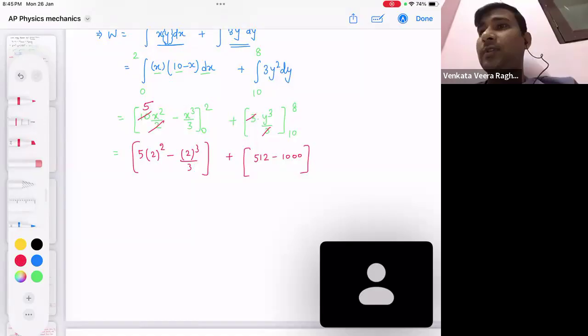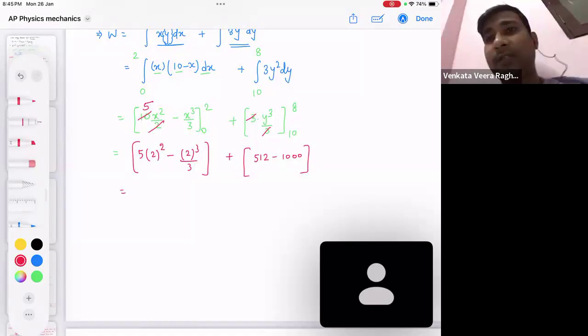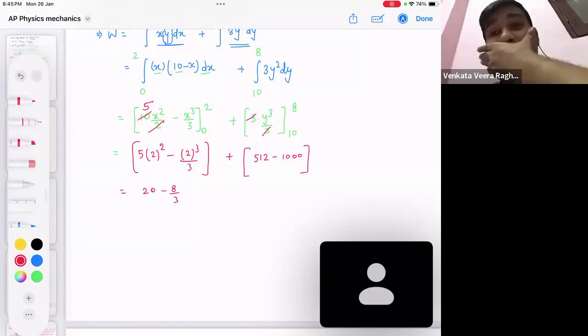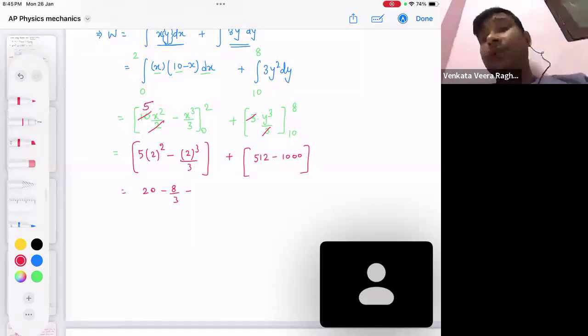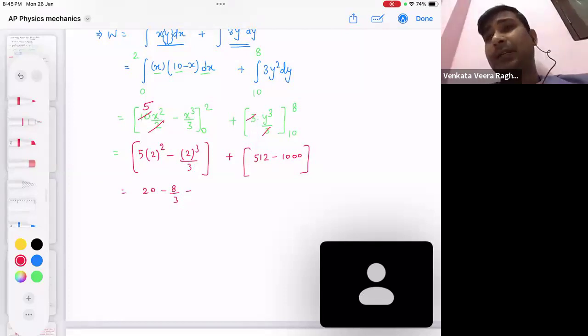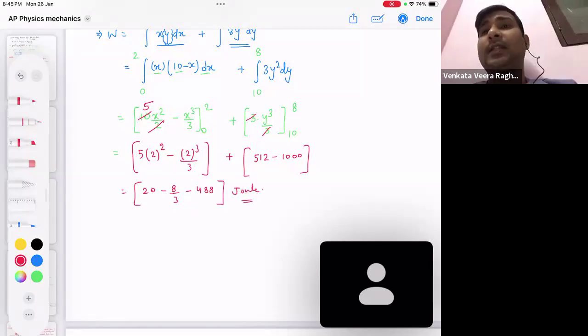Now just simplify a little bit and we'll get our answer. 4 into 5 is 20, minus 8 by 3, 2 into 2 into 2 is 8 by 3, and 512 minus 1000. Minus will come. How much minus is it coming? That will come minus 488, right? With just addition and subtraction, we may get the negative or the positive work done.